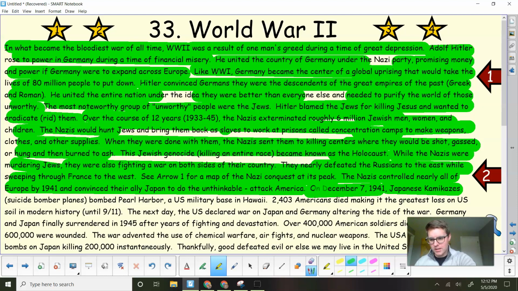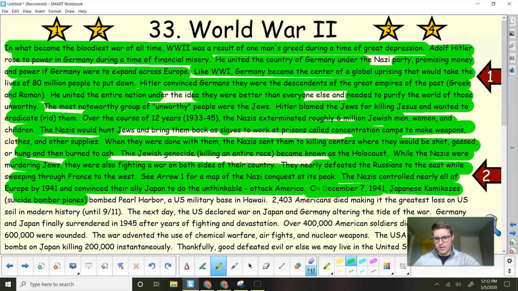Now, a kamikaze is a suicide bomber plane. It's a plane that doesn't have enough fuel to make it back. So the pilot literally uses his own plane as a bomb, and he just runs into whatever he can find to kill. All right? Suicide, right? The pilot knows he's going to die, and he does it anyway.